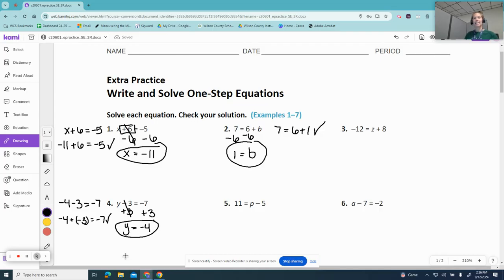Okay, and 11 equals p minus 5. We're going to do something very similar here. We are going to get p by itself. I'm going to add 5 to both sides. Okay, 11 plus 5 is 16 equals p. Substitute that back in to check my work. 11 equals 16 minus 5, and this is correct. Okay, and there's one more for you to try on your own there as well.